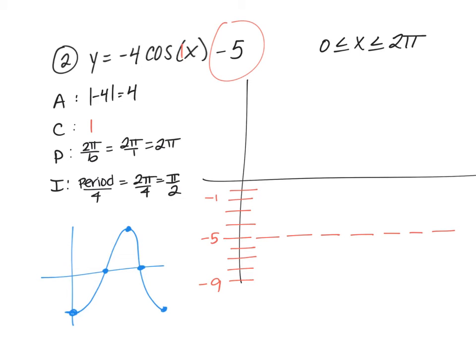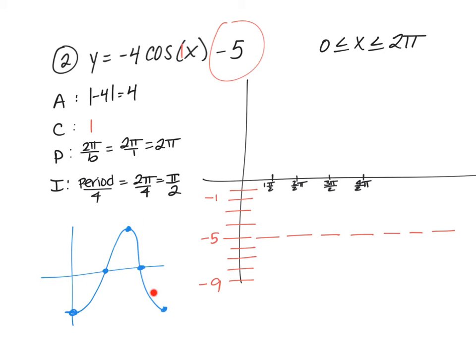We need to set up our graph with pi over 2, so let's count by halves. So we have 1/2 pi, 2/2 pi, 3/2 pi, and 4/2 pi. 4/2 pi is 2 pi, so I know I can stop there.